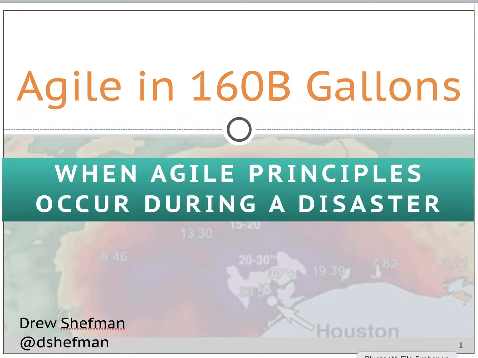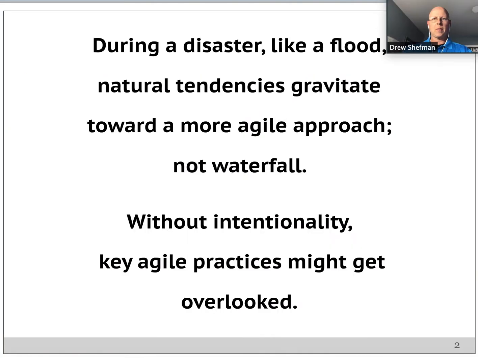Agile and 160 billion gallons: when Agile principles occur during a disaster. During a disaster like a flood, natural tendencies gravitate towards a more agile approach, not waterfall. Without intentionality, key agile practices might get overlooked.